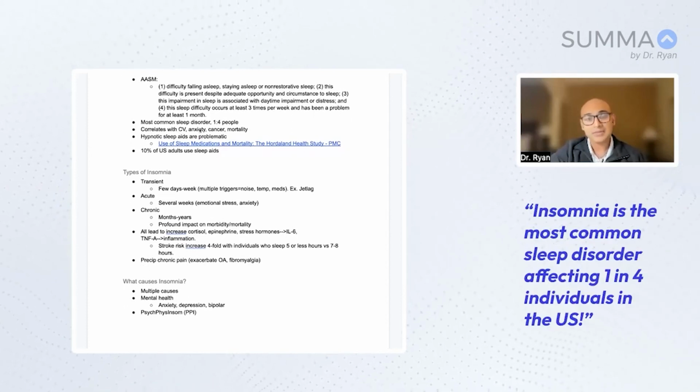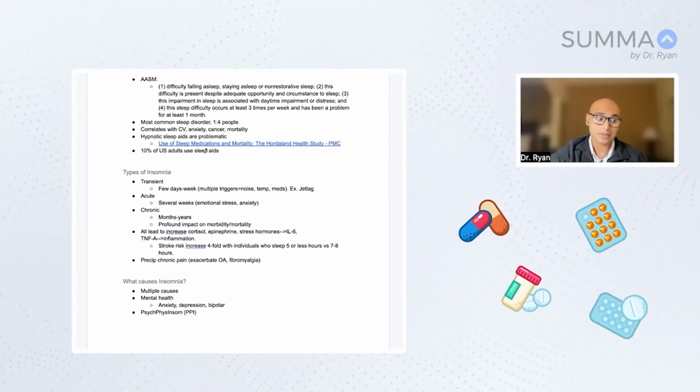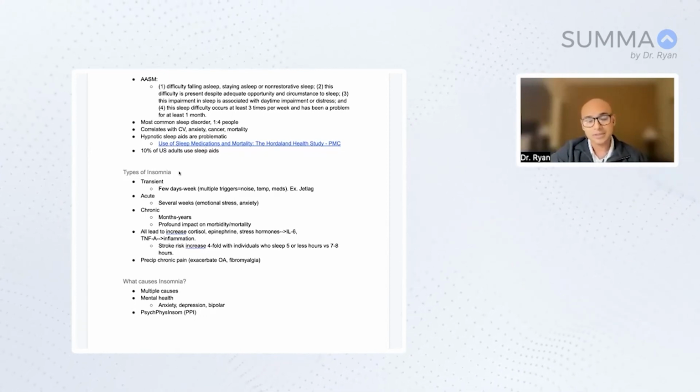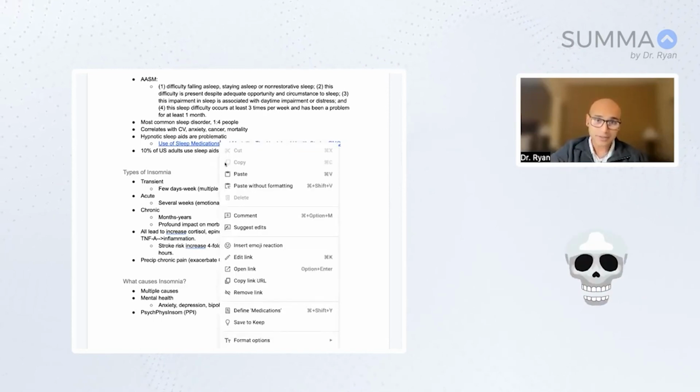It is the most common sleep disorder. Apparently it affects 1 in 4 individuals in the United States. And it seems to correlate with cardiovascular disease, anxiety, cancer, and even overall mortality. One issue is that the conventional hypnotic sleep aids, the benzos and the non-benzos, actually work on similar receptors. Things like zolpidem or Lunesta are actually associated with increased mortality.